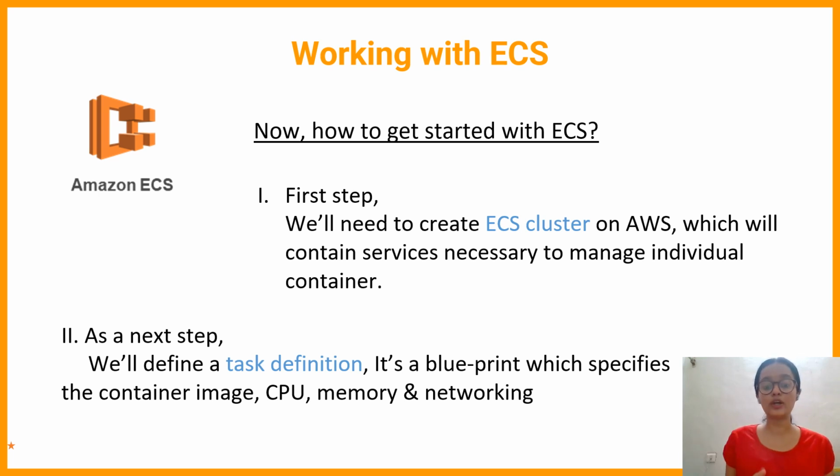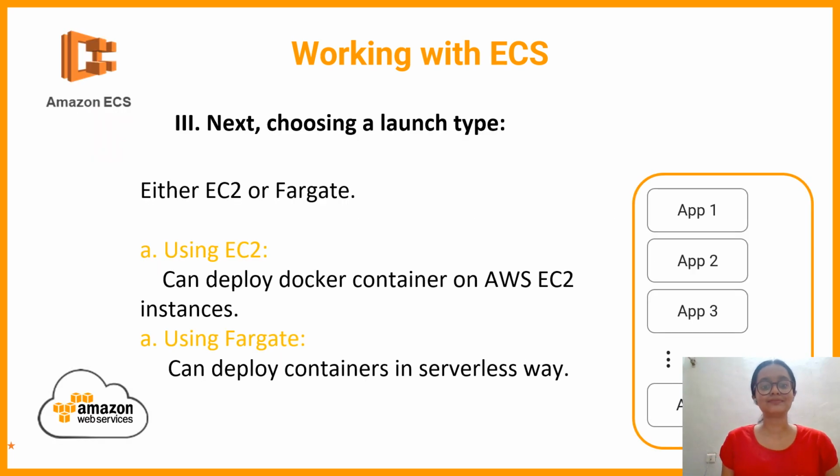EC2 instances, or Elastic Compute Cloud, are basically like virtual machines on AWS, and Fargate is used for serverless computing. And then we're ready to deploy the containers. So these are the launch types that we can use.